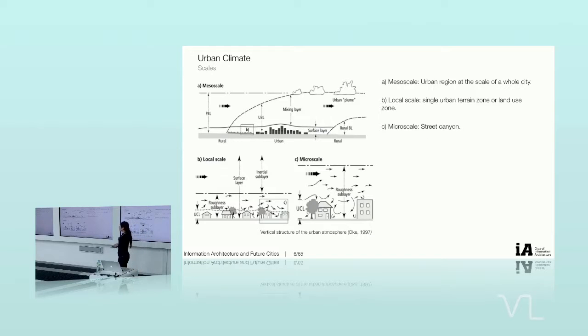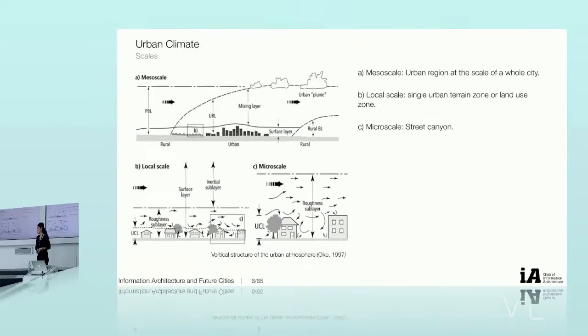And then, apart from the layers, we also have the different scales of urban climate in a city. We have the mesoscale, which is the urban region, or the urban scale, the region scale, sorry. Then we have the local scale, which is like a single urban terrain zone or land use. It can also be a neighborhood. And then we have the microscale, which is in particular the street canyons.